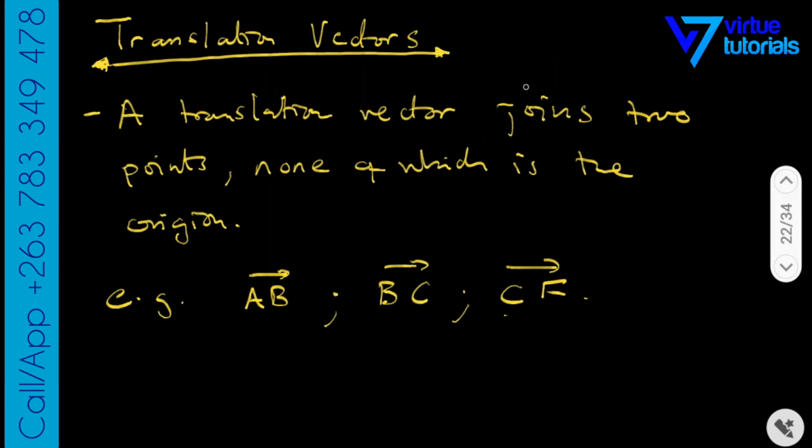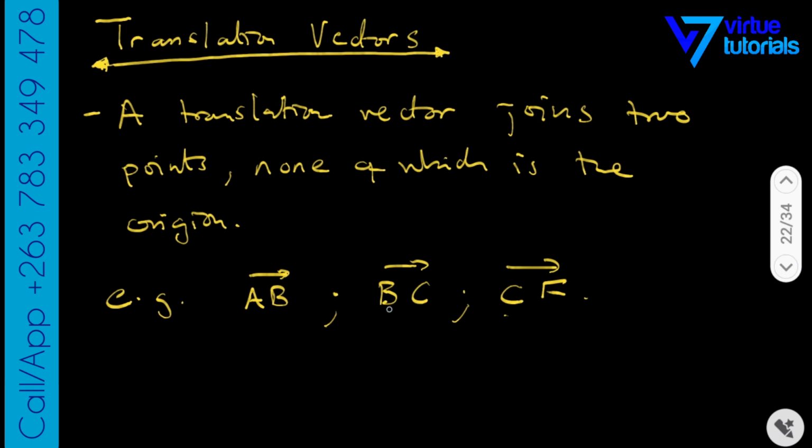Okay, now let's look at translation vectors. A translation vector joins 2 points, none of which is the origin. Now, remember when we had position vectors, they were starting from the origin. When you have a translation vector, it really doesn't start at the origin. It starts from another point that is not the origin. So the translation vectors typically do not start with an O.